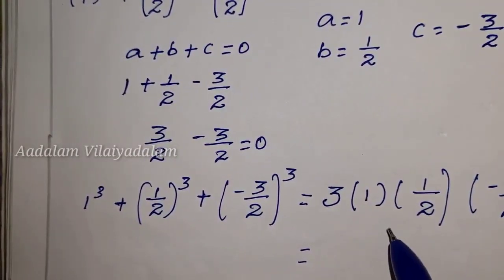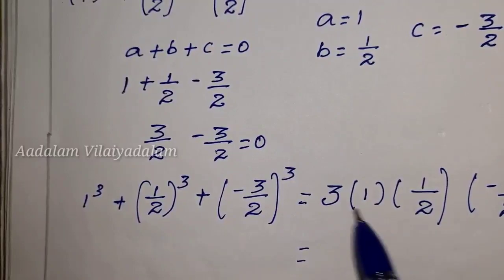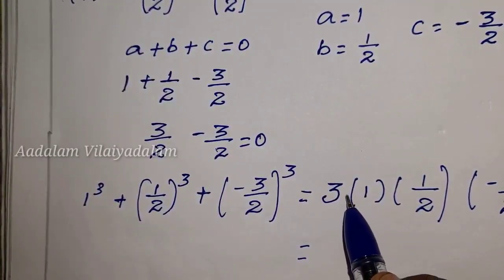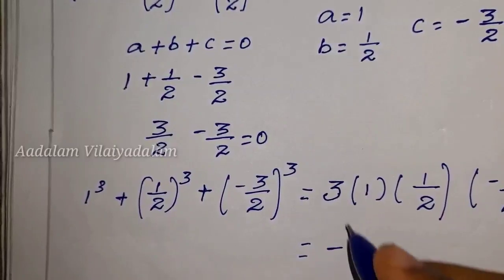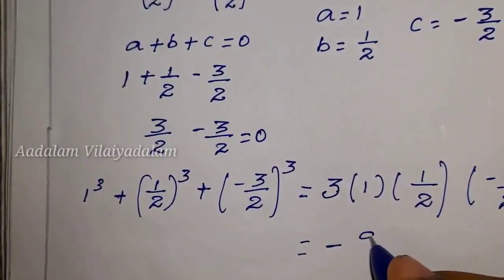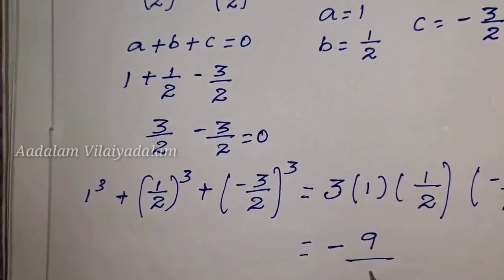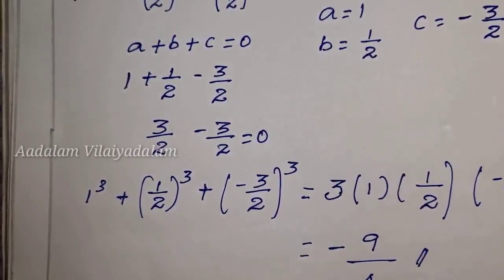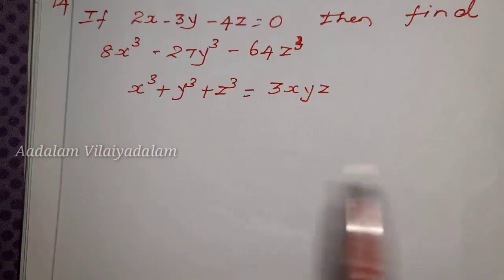Now here cancellation is not possible, just multiply the numerator values. So plus into minus gives minus, 3 3s are 9, divided by 2 2s are 4. So minus 9 by 4 is the answer.